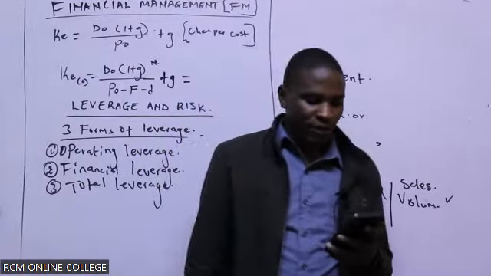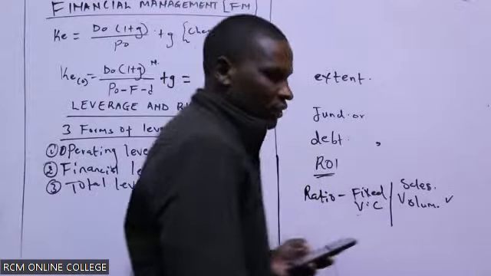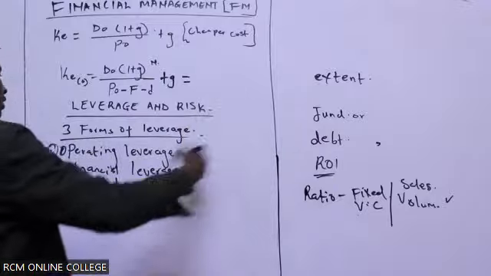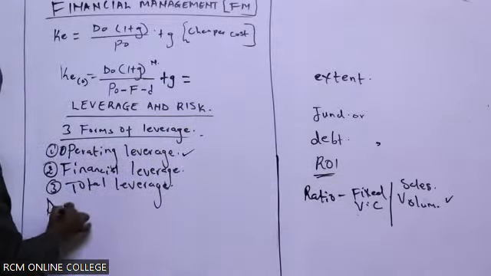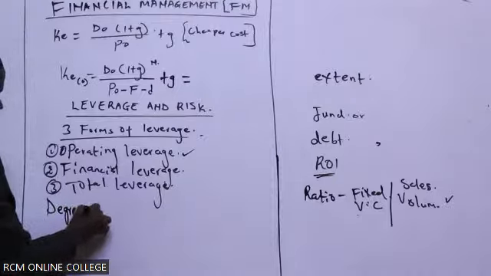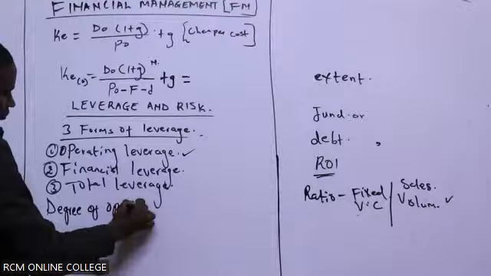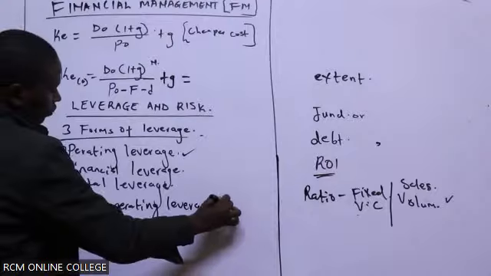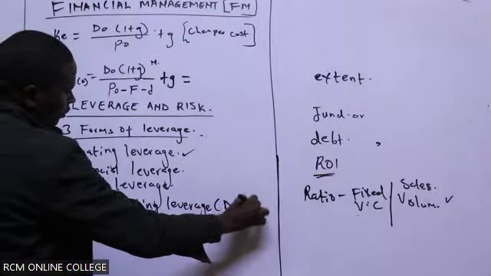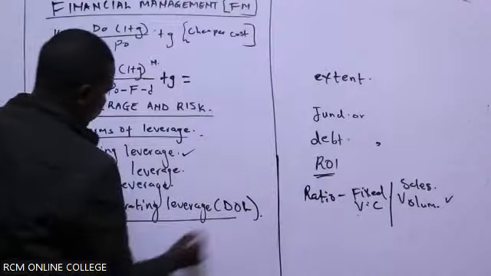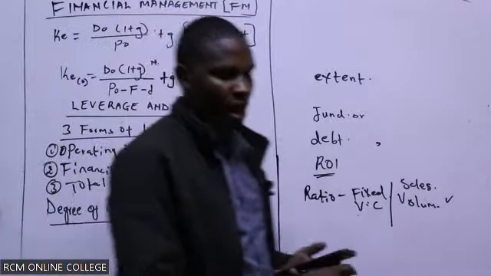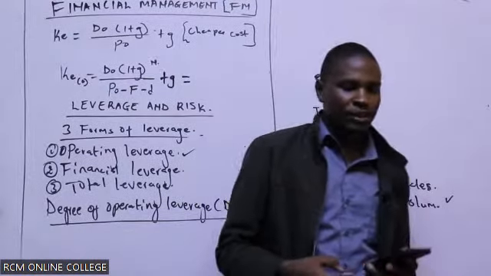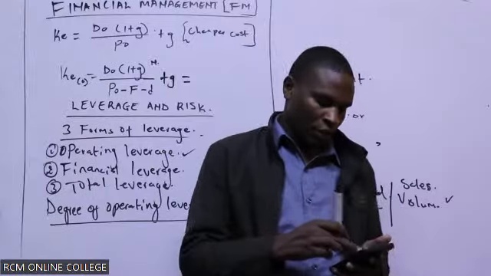Now, degree of operating leverage. Now, we want to see how it is measured. How do we calculate that? Degree of operating leverage, represented with DOL. So operating leverage is measured by the degree of operating leverage, DOL.